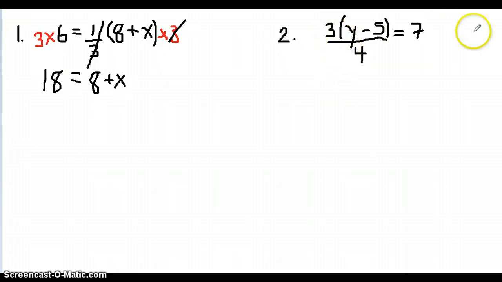Next one's slightly different. Okay, again, first instinct should not be to distribute. It should be to get rid of the fractions first. Let's make it look less complicated. Okay, so what I want to do is multiply this side by 4 and multiply this side by 4.